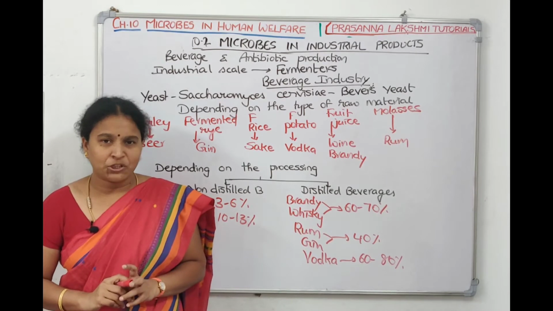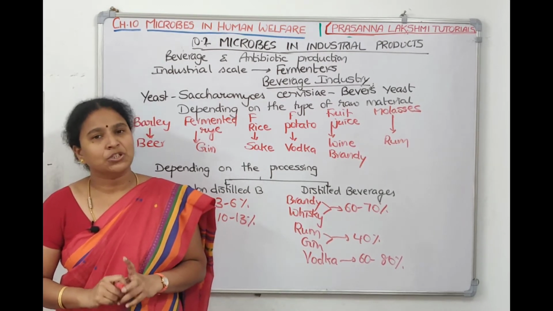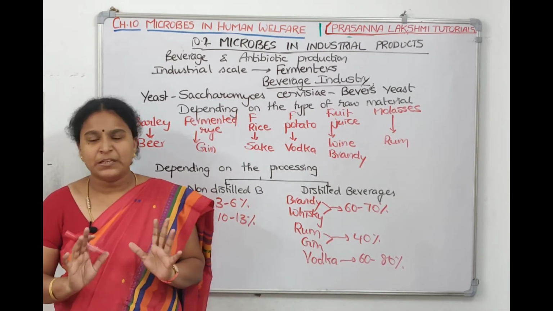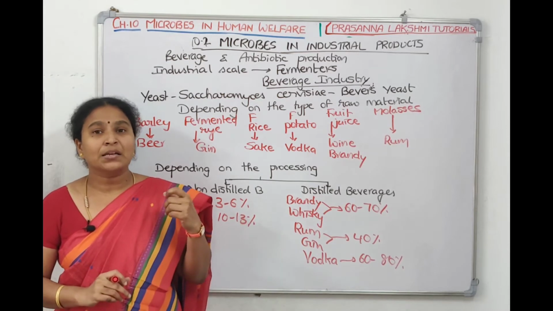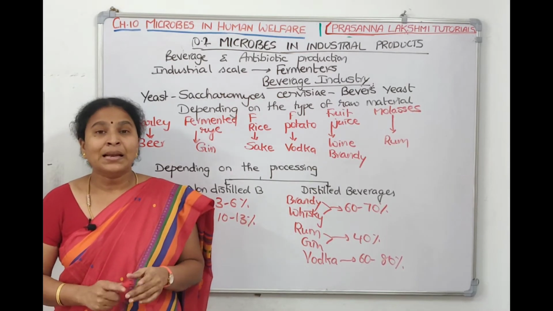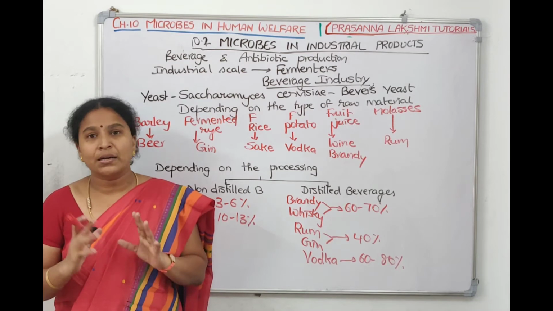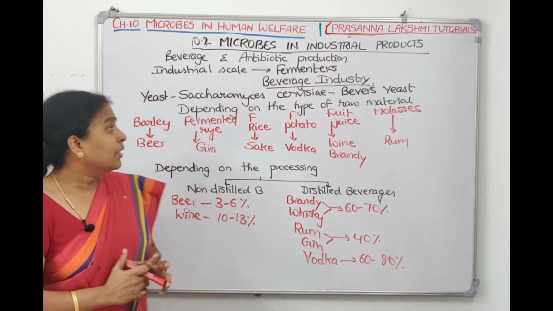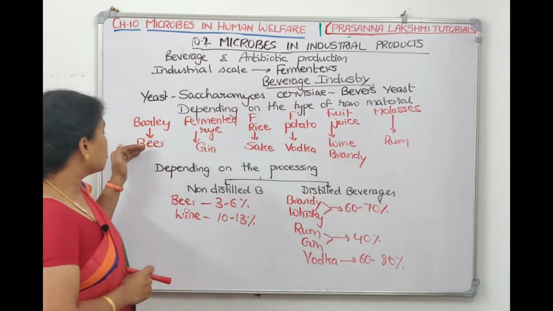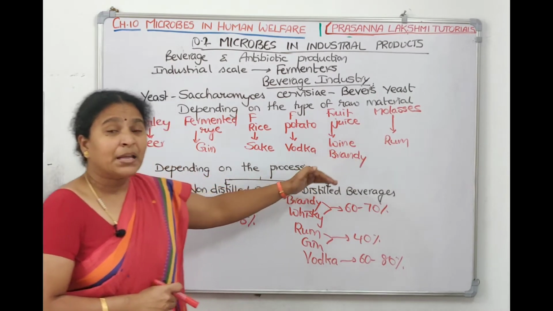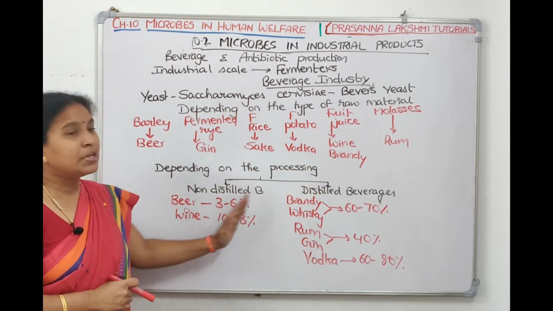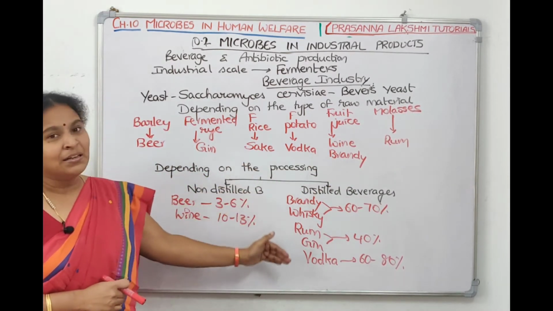It is a fermentation process. The microorganism which is used is Saccharomyces cerevisiae only, and that is why it is also called brewer's yeast. It will convert the sugars into alcohol and carbon dioxide, and depending upon the raw material, these are the products we get. Depending upon the process, whether it is a distilled beverage or non-distilled beverage, these are the examples.